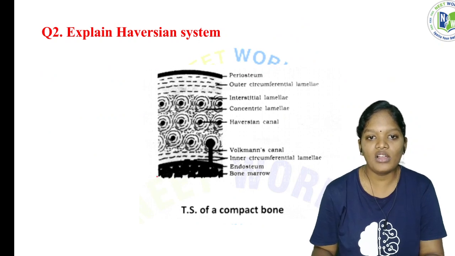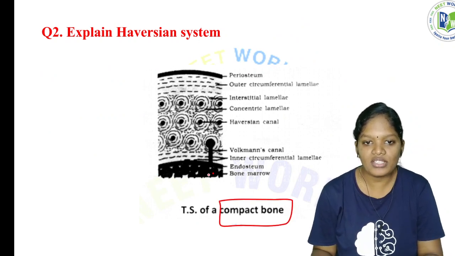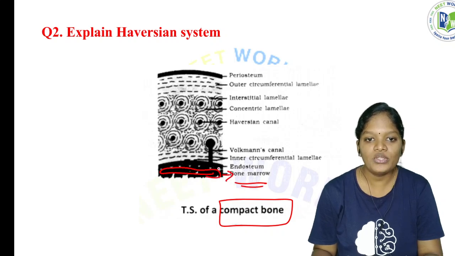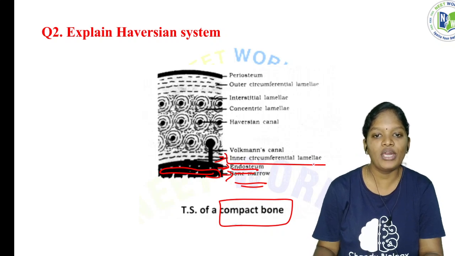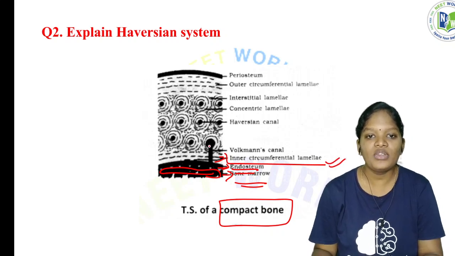See, this is a compact bone, how the bone will look. This structure is called the bone marrow. The inner layer is called the endosteum. The layers with this membrane covering the bone marrow are called the inner circumferential lamellae. The canal which connects this Haversian canal to the bone marrow is called Volkmann's canal.